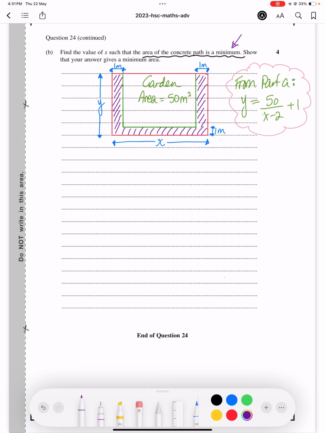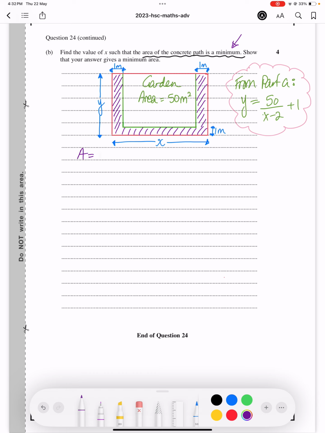All right, guys, so this is part B of the question that I did in the previous video. It requires us to find the area of this purple shaded concrete path and the value of x such that the area is a minimum. In order to find any maxima or minima, we have to find an equation, derive that equation, let it equal 0, and solve, and then test those values that we get to see which one is going to give the required minima or maxima. In this case, we're required to find the value such that the area is a minimum. So let's go ahead and do that.